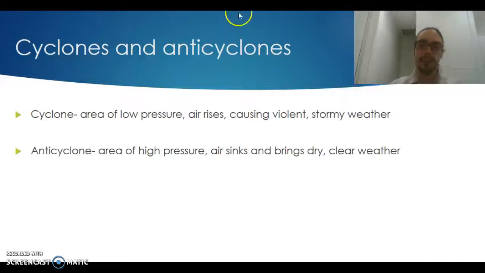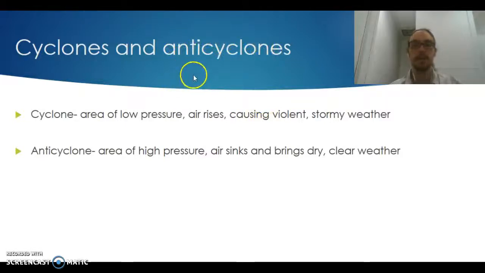So let's get into cyclones and anticyclones. The thing you really need to know for the quiz is that a cyclone is an area of low pressure, okay? And that usually causes a system of instability. Air is rising, it's creating a convection current, and it's causing violent stormy weather because all of that energy is being mixed counterclockwise in the northern hemisphere.